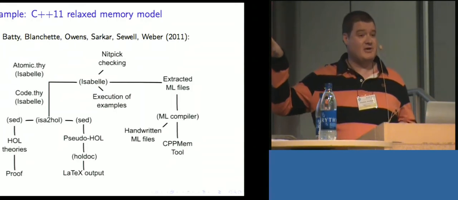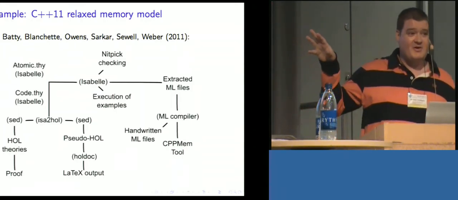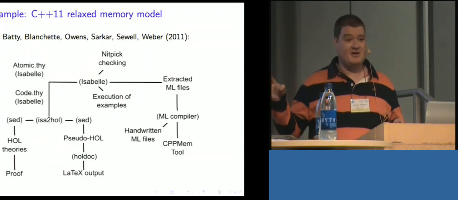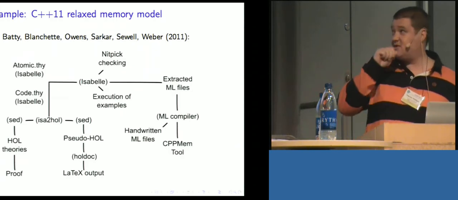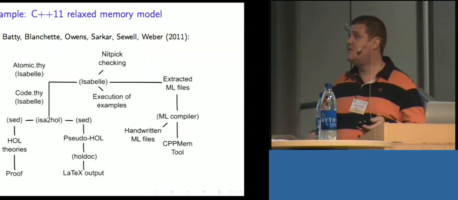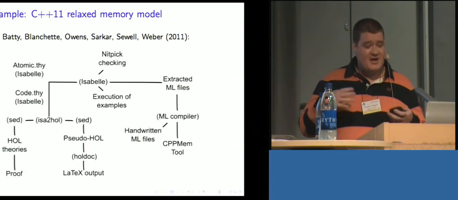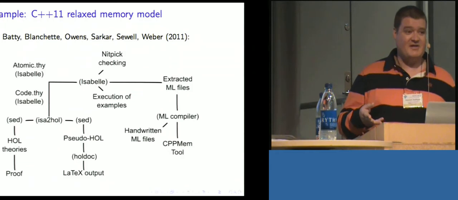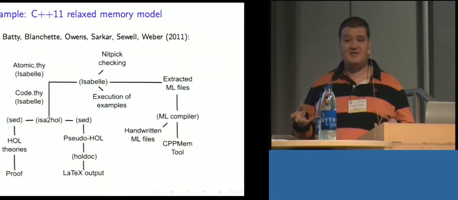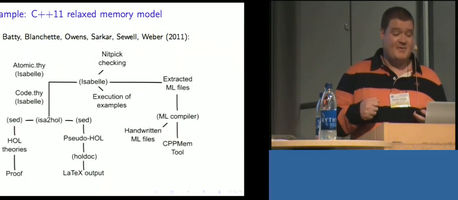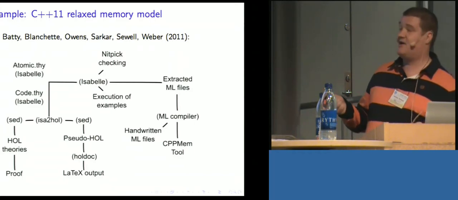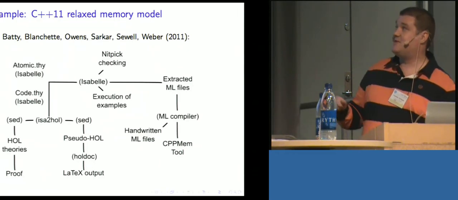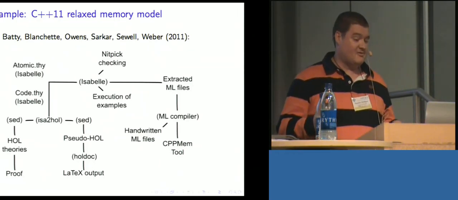So atomic.theory was the model itself. And this was accompanied by another theory called code.theory, which contained a list of code equations telling Isabelle how to extract that model to ML. And within Isabelle, there were experiments done executing the model to validate it, using the simplification engine as an execution system. And also there were experiments using Nitpick and QuickCheck, which are counterexample generators, to make sure that the model was accurate.